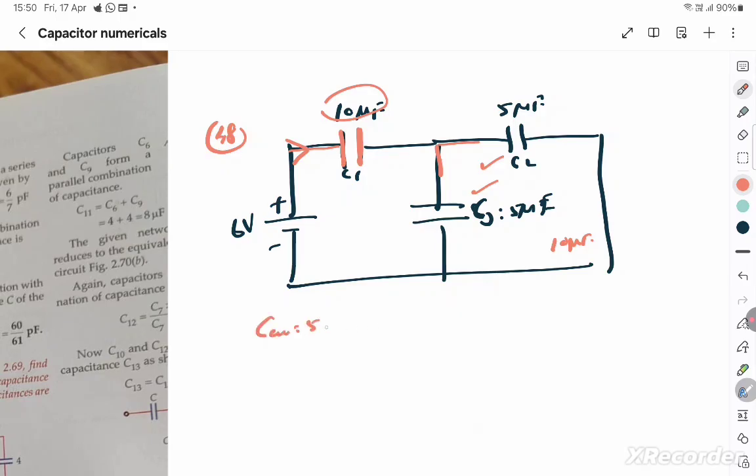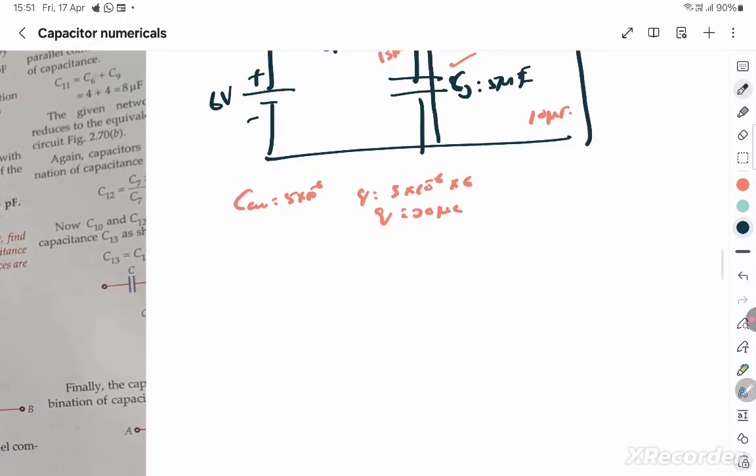C equivalent is 5, and the charge Q is equal to C into V, which is 5 into 10 to the power minus 6 into 6. So 30 microcoulomb is the total charge which flows through here, and it's going to get split up equally because they are equal capacitors. So we can say it's 15 microcoulomb and 15 microcoulomb is what's going to appear here. We can do it like that, or we can say that this has got a parallel connection. Okay, that's all. It's 15 microcoulomb. Are they asking to find the charges on the 3 capacitors? Yes, we found every charge. Okay, that's this question. So let's go to the next question.